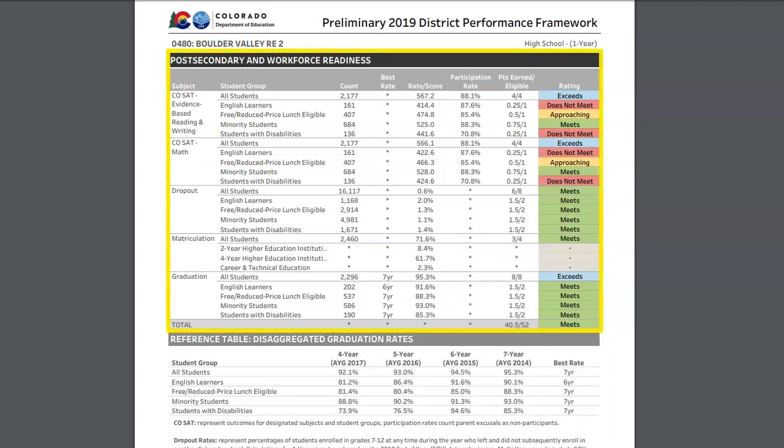And remember that high schools have an additional section of post-secondary and workforce readiness performance indicators: SAT evidence-based reading and writing and math, as well as dropout, matriculation, and graduation rates.